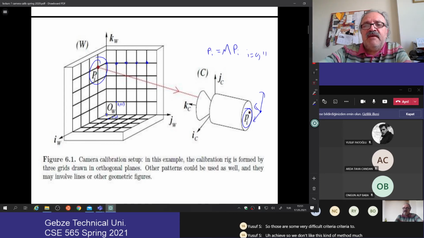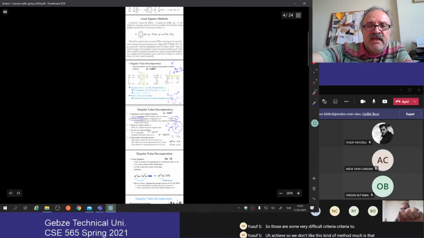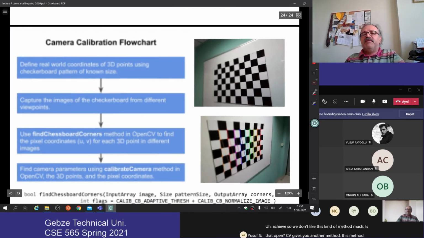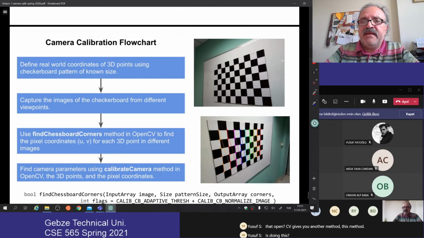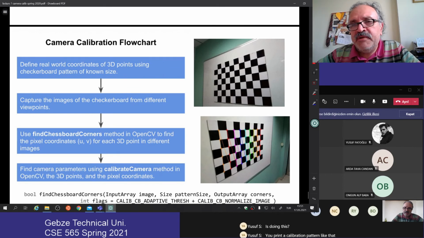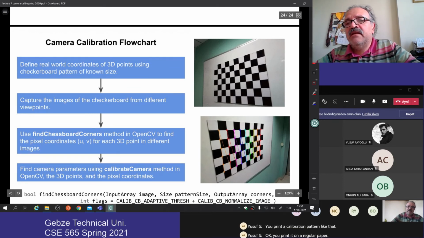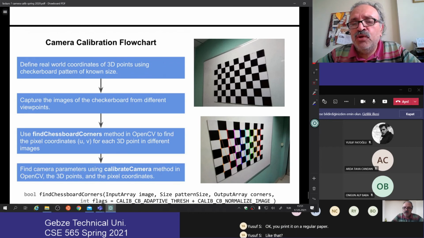Instead, OpenCV gives you another method. This method is doing this. You print a calibration pattern like that. Okay, you print it on a regular paper like that. Okay, you show this pattern to your camera. Okay, you take an image of it.